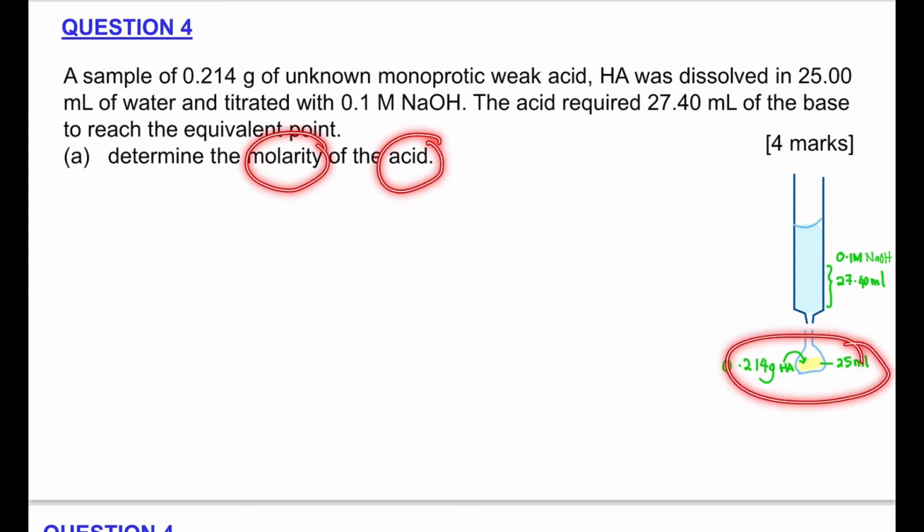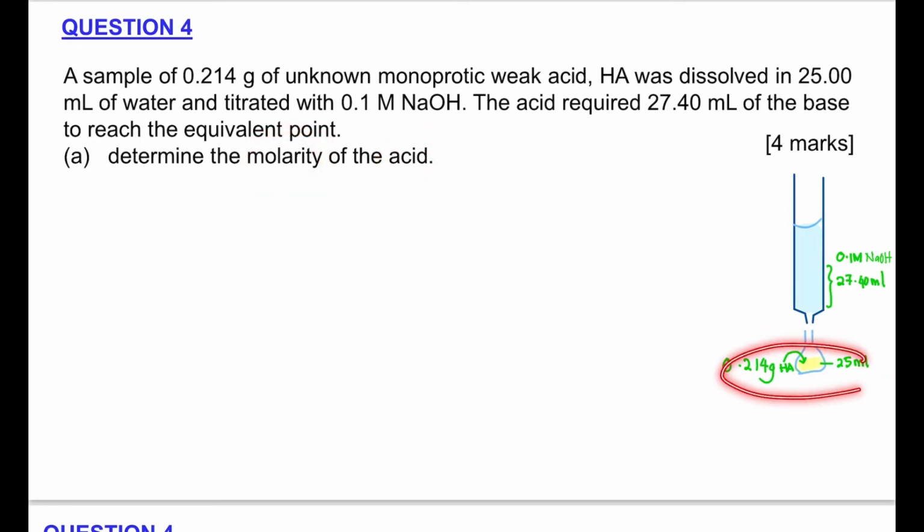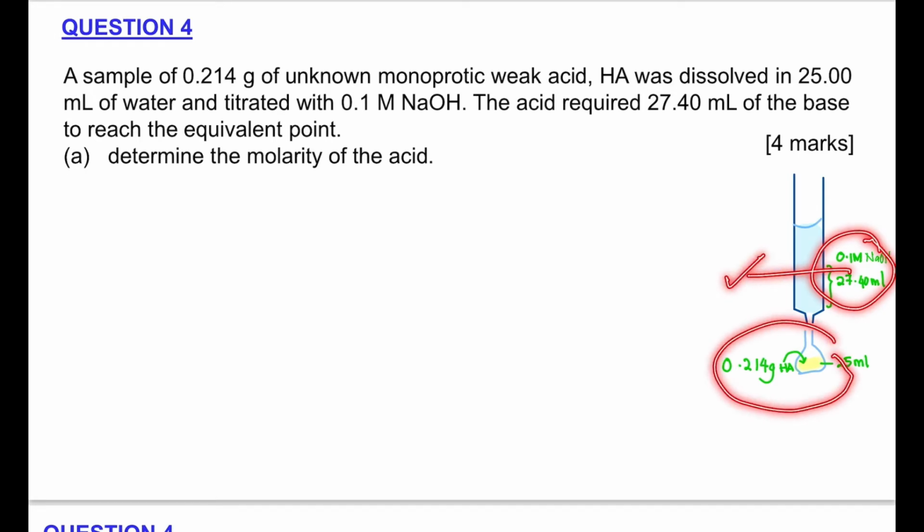What is the molarity of this acid? The number of mole of acid is equivalent to the number of mole of the base required to neutralize this acid. So we need to find the number of mole of the base required to neutralize the acid first. Okay, so that we can get the number of mole, then the number of mole of the base required can be determined, and we can determine the acid mole.